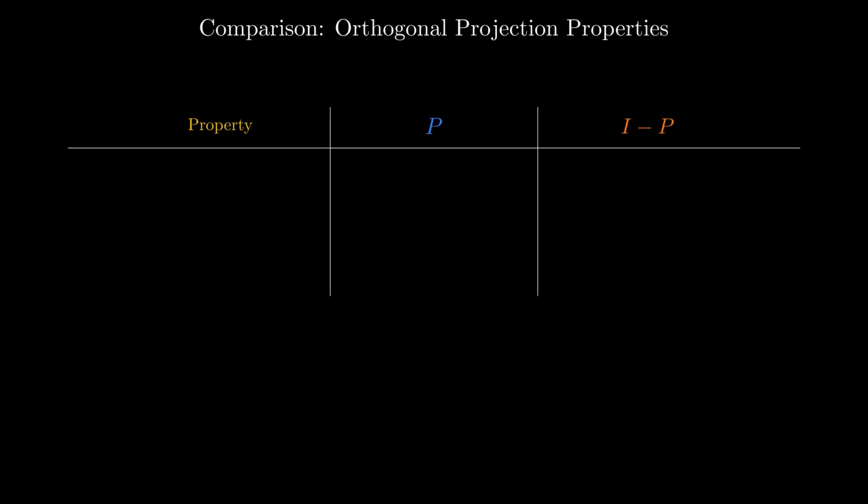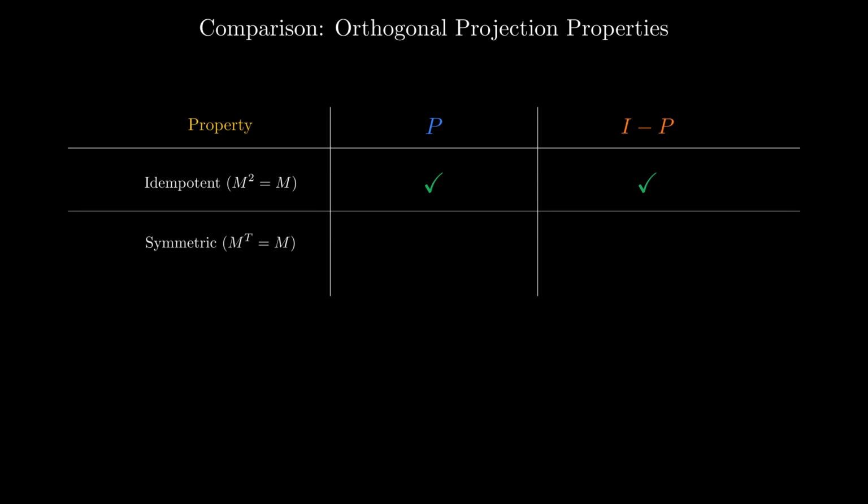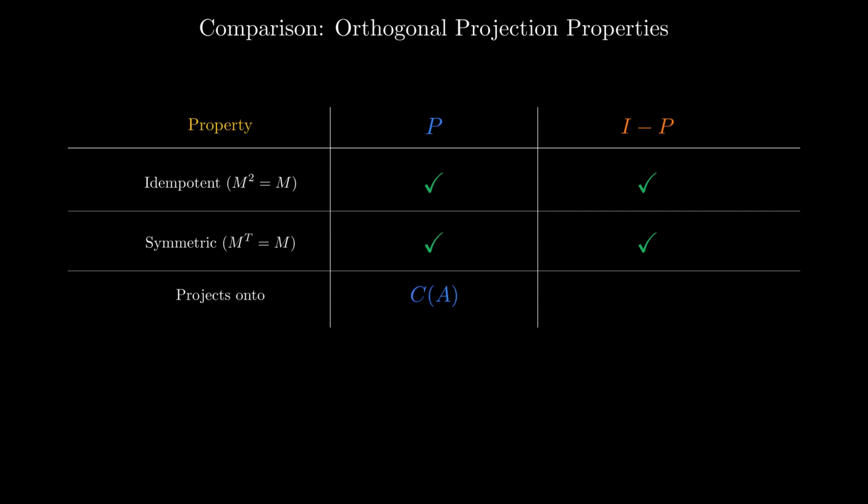Now let's summarize what we've established with a comparison. Both P and I minus P satisfy the two conditions for an orthogonal projection matrix. First, both are idempotent. M squared equals M. Check for P and check for I minus P. Second, both are symmetric. M transpose equals M. Check for P and check for I minus P. As for what they project onto, P projects onto the column space of A, while I minus P projects onto the null space of A transpose, which is the orthogonal complement of the column space.